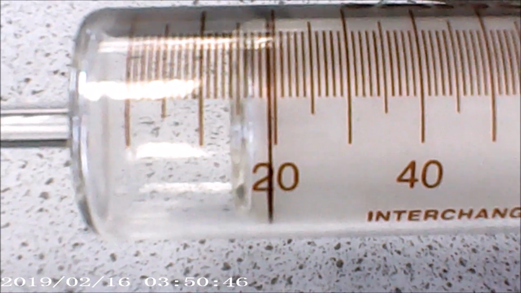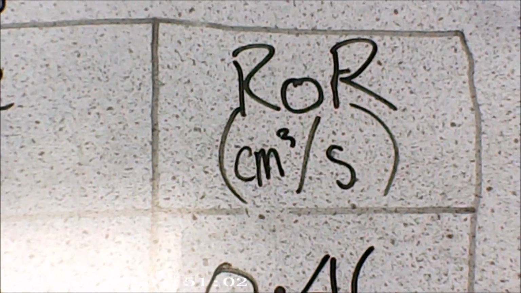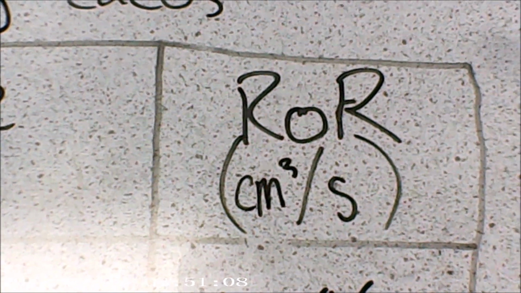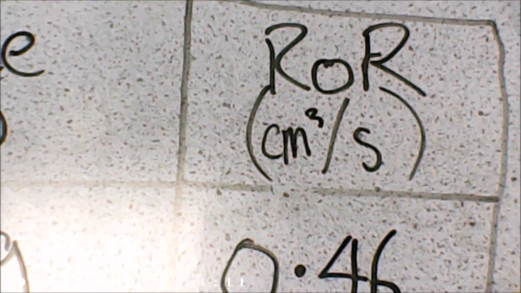Here's one we did earlier, and we can see that it actually took 109 seconds for the large chips. So what we're going to do is work out the rate of reaction, which is centimeters cubed per second. I can take the volume of gas being produced, which was 50, divided by the time, 109, and that gives you 0.46.